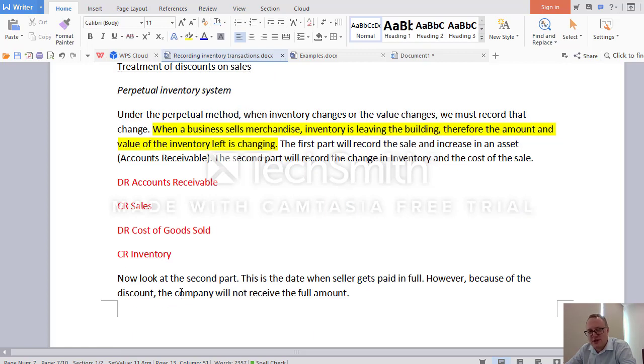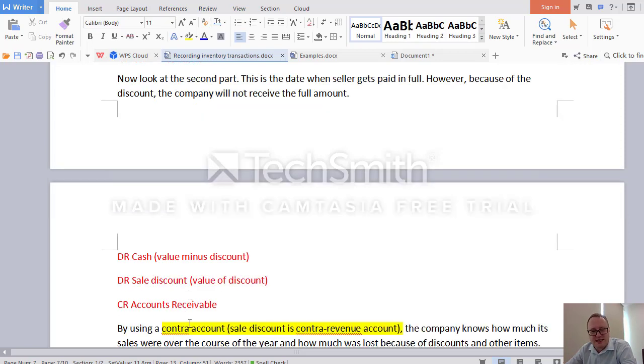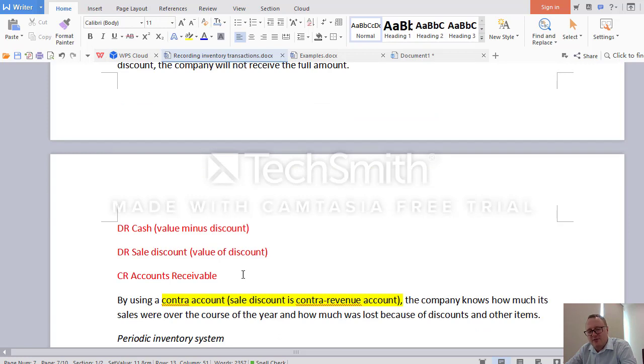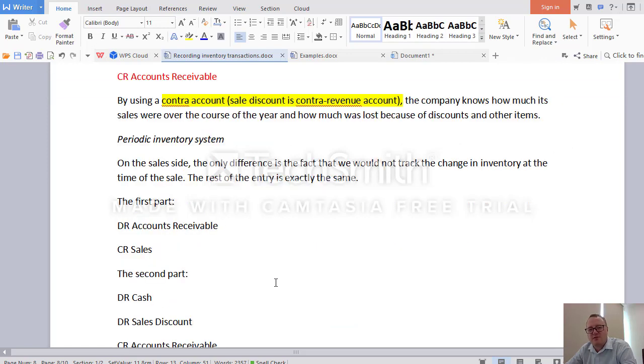That's the usual thing. But then the second part would be debit cash, debit sales discount, and credit accounts receivable. And so again, here it will be 5,000, 4,850, and 150 here, the value of sales discount. We need to use the contra account for sales, so the discount will go in here. And with periodic inventory system, the first part for the seller would be to credit sales and acknowledge the accounts receivable.